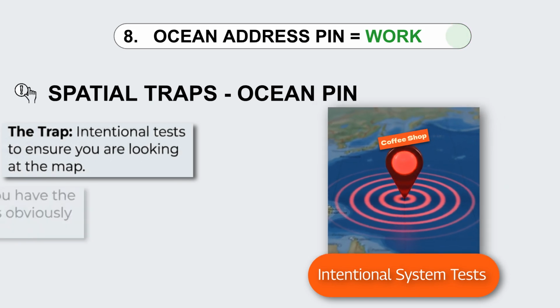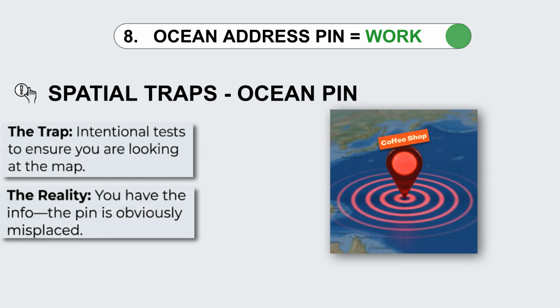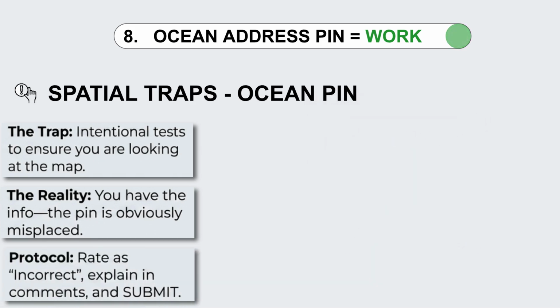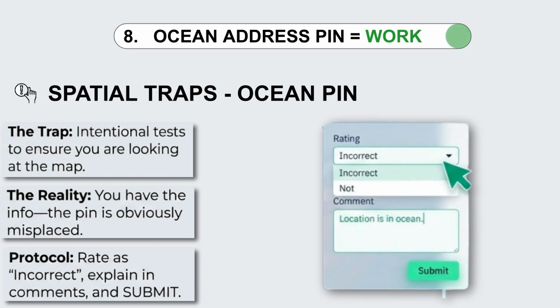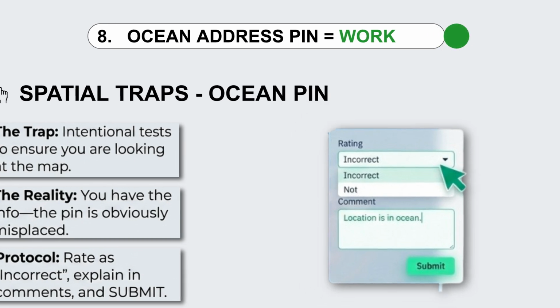You have all the info available on the platform, and the pin is obviously in the wrong place. So you rate the accuracy as incorrect or wrong and explain it in the comments section. Don't let a silly pin trick you into a wrong release. The rule is simple: if you can see the pin, you can rate it, even if it is in the wrong place. So submit the task and show the system you are paying attention.